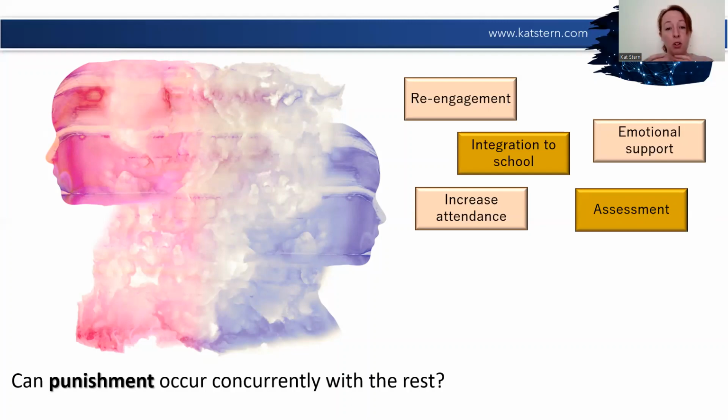In terms of your staffing, how reasonable is it to ask your staff to have, for example, a heavy focus on punishment within the setting, and then at the same time deliver a re-engagement curriculum, deliver emotional support, support students in integrating or reintegrating back into mainstream?